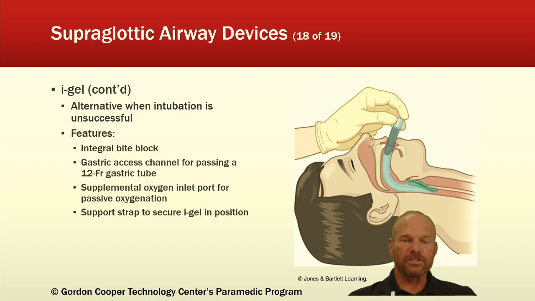You have a couple of features of the i-gel: an integral bite block, so it has a built-in bite block, and a gastric access channel that accommodates a 10 French gastric tube, so you can get in there and decompress the stomach, get some of the stuff out, which reduces regurgitation and aspiration. There's also a supplemental oxygen port and a support strap.